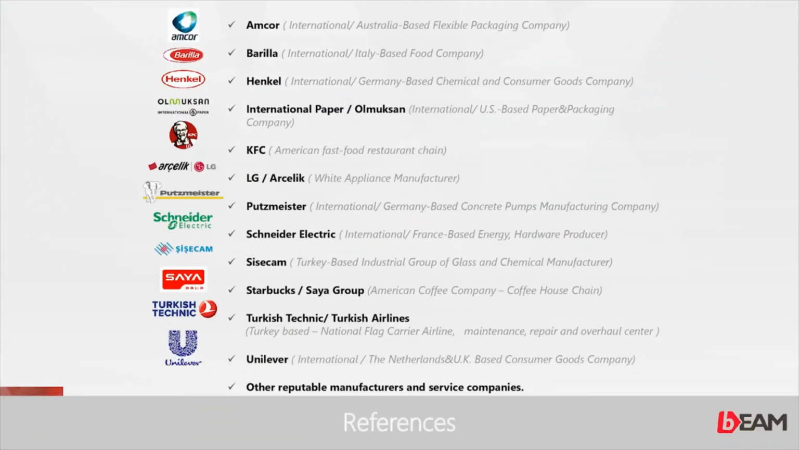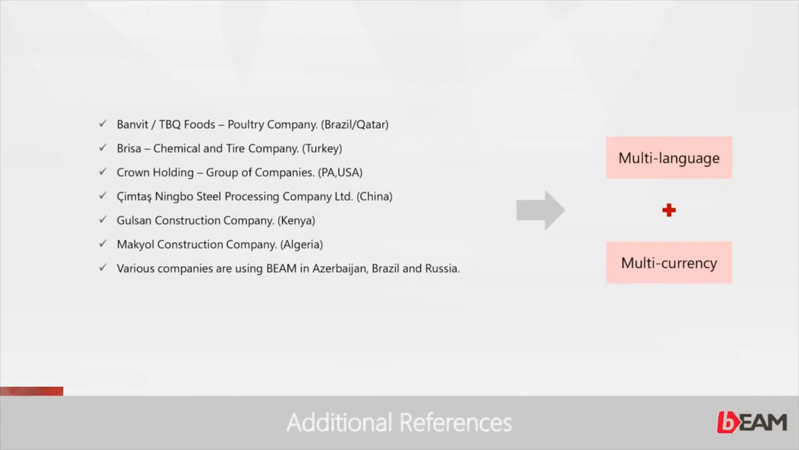Here we have a list of our references. From this selection, we can see many well-known logos such as Barilla and Henkel. International Paper uses Beam in their international operations. And in the Middle East, Starbucks and KFC locations are using Beam to manage their machinery. Feel free to refer to our official website for more in-depth use cases to see how Beam has transformed companies' processes around the world. Speaking of which, I'd also like to mention that Beam is used worldwide in several world languages. We have references in Brazil, Kenya, China, the list goes on. And with each deployment, Beam is being run in these localized languages and under their respective currencies.